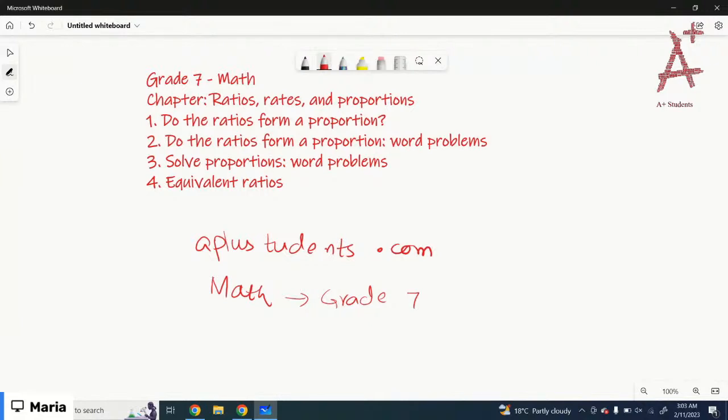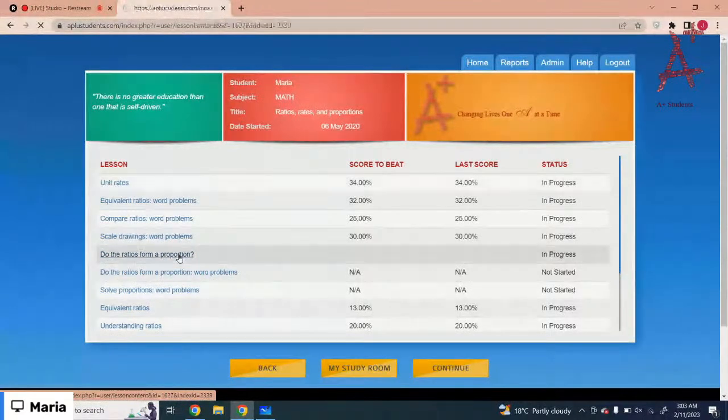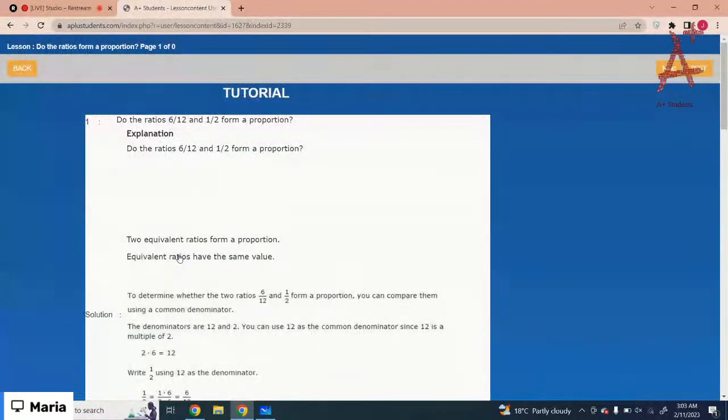So let's start with the first lesson, that is do the ratios form a proportion. So here I am on grade 7 maths. The chapter name is ratios, rates and proportions. And here is the lesson, do the ratios form a proportion. So let's just start with the lesson. Let's start with the first example.